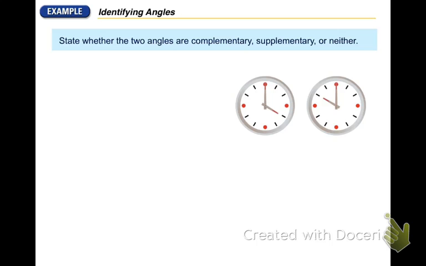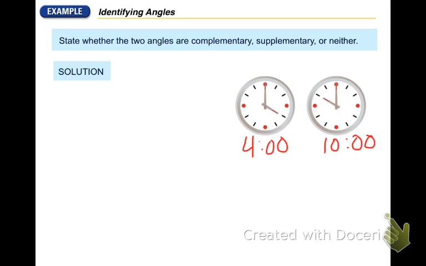So here's a clock. One clock is showing the time of 4 o'clock, and the other clock is showing a time of 10 o'clock. And the question is, state whether the two angles are complementary, supplementary, or neither.